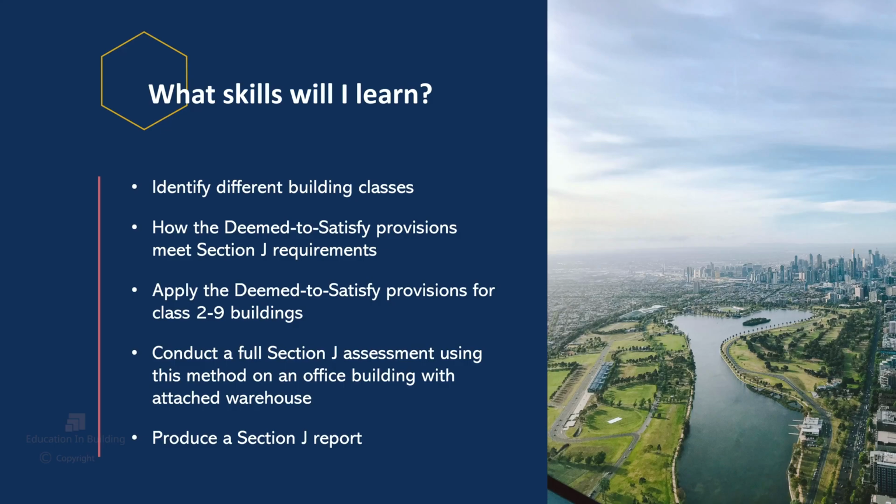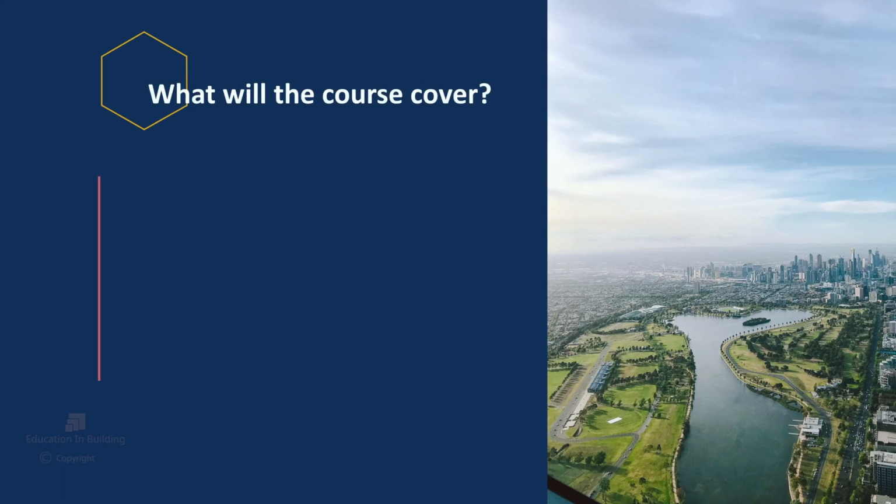So let's discuss the scope of our course. Now you may be wondering, currently some states are in the process of changing from the National Construction Code version 2019 to National Construction Code version 2022. So in this course, which version of the code will we be looking at? Well, we're going to focus on the 2022 NCC, but we'll also be able to cover the requirements for the 2019 NCC. So it doesn't matter which state you're in or what stage your state is at in adopting the 2022 NCC, this course will help you conduct a Section J assessment.